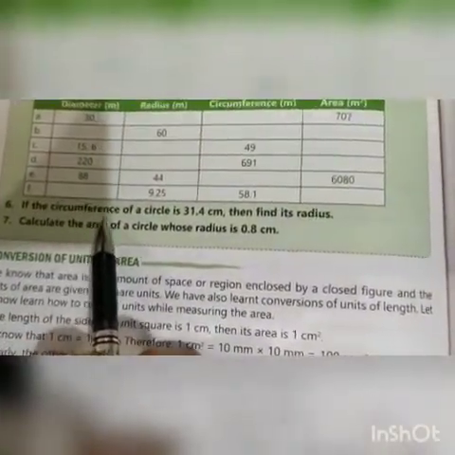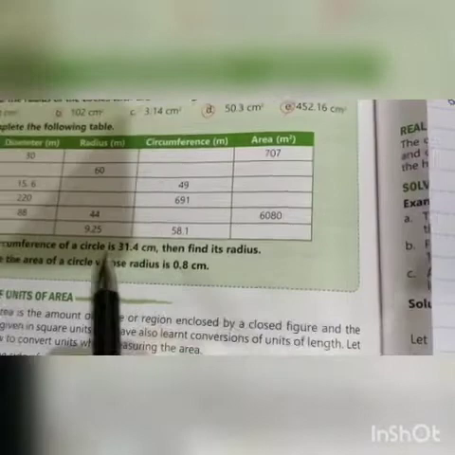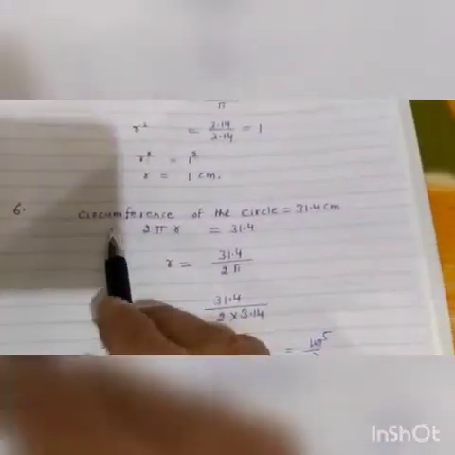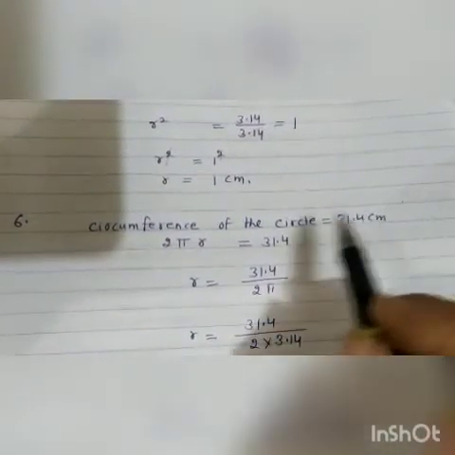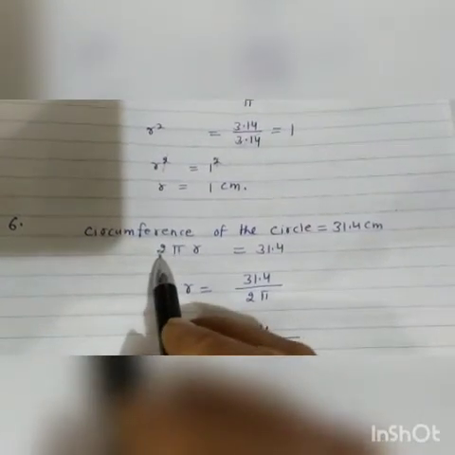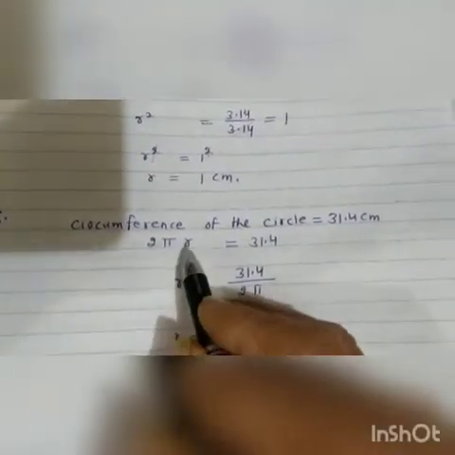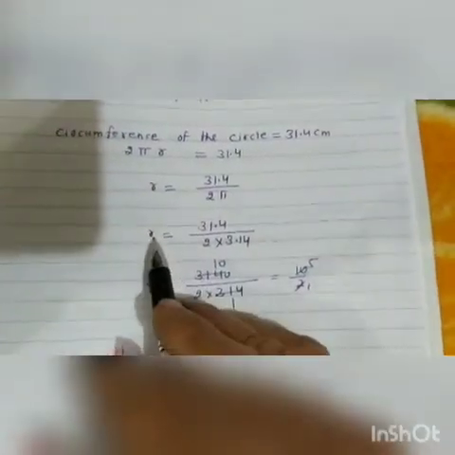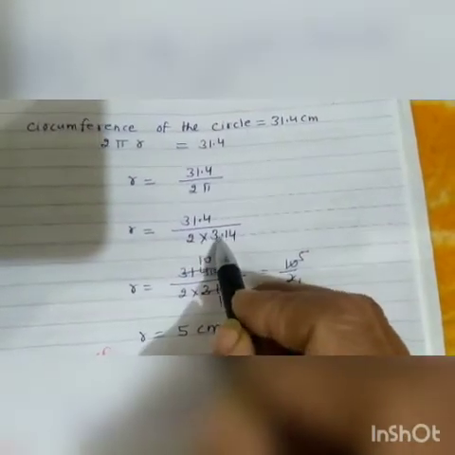Now come to question number 6. If the circumference of a circle is 31.4 centimeter, then find its radius. In this question, circumference of a circle is given. See, we will write first circumference of the circle is equal to 31.4 centimeter. Formula for circumference is 2 pi r equal to 31.4. Then r is equal to 31.4 upon 2 pi. R is equal to 31.4 upon 2 into the value of pi, 3.14.